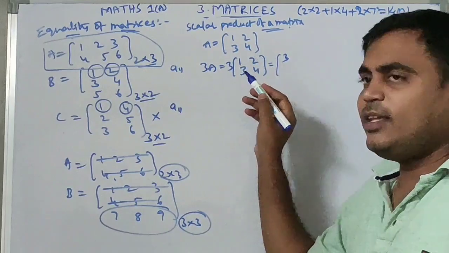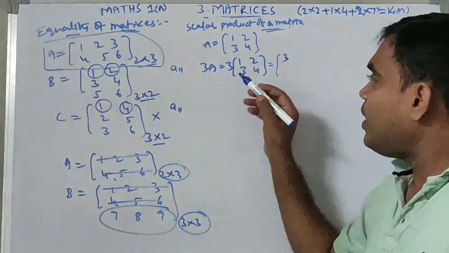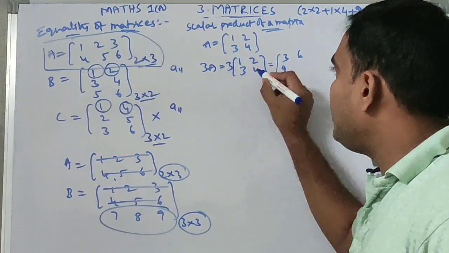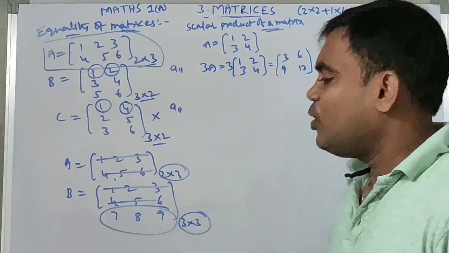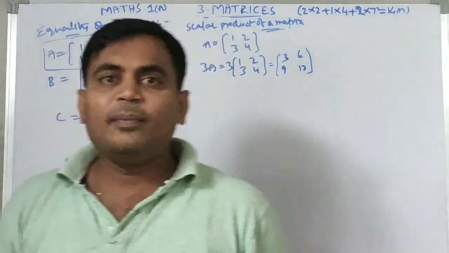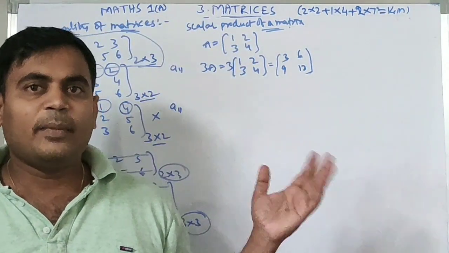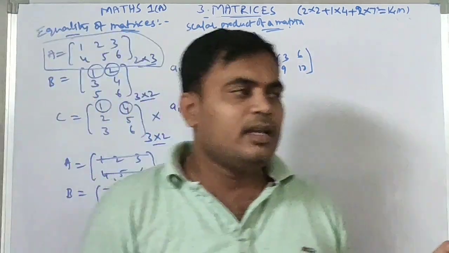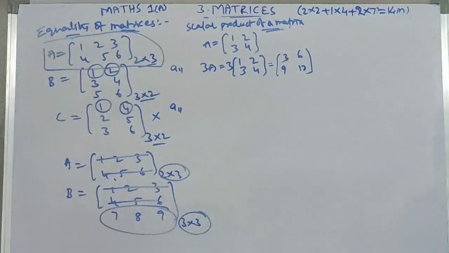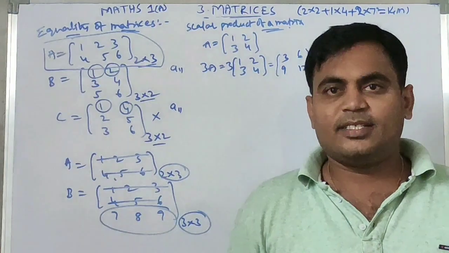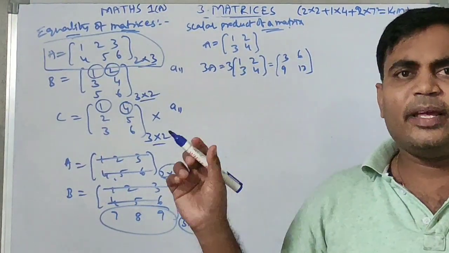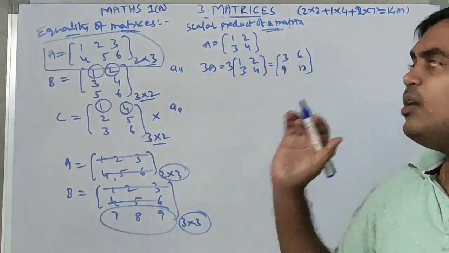3 into 2 is 6. We must write 6 in the place of 2. Next, 3 into 3 is 9, 3 into 4 is 12, like this. So this is the scalar multiplication of a matrix. Multiplying a number with the matrix is called scalar multiplication. Whatever results we obtain by multiplying, we should write in the corresponding position.